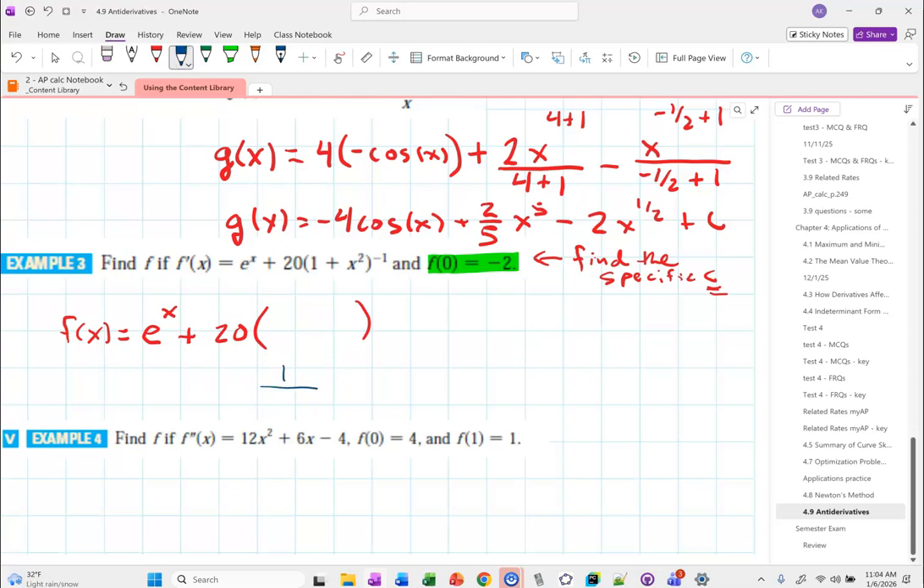What if we wrote it instead as 1 over 1 plus x squared? Tan inverse. Who said it? I heard somebody say, yeah, well done. That's right.